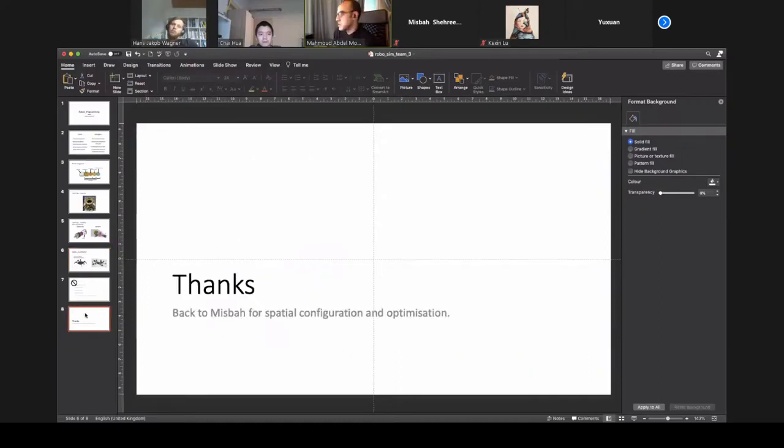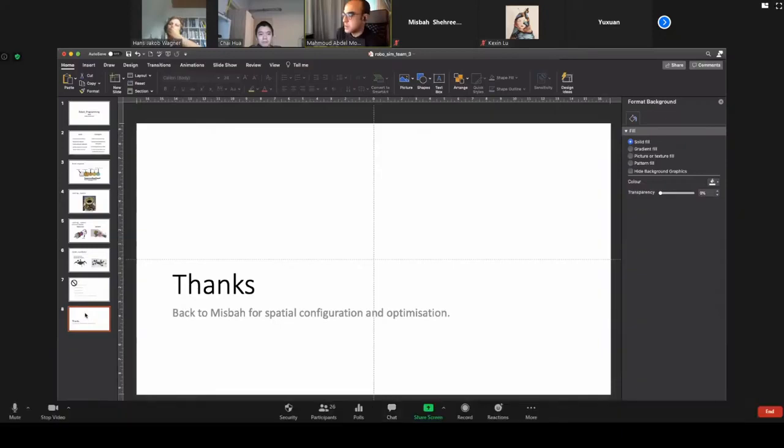I think Misbah also wants to say something about spatial configuration and optimization. Misbah? Yes, I'm just sharing my screen. Okay, cool.